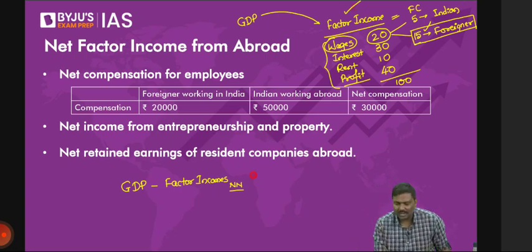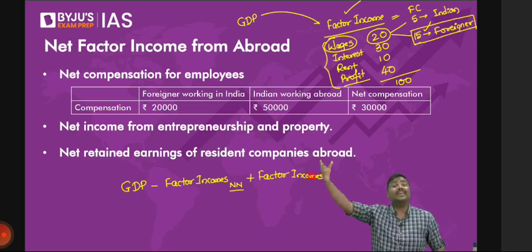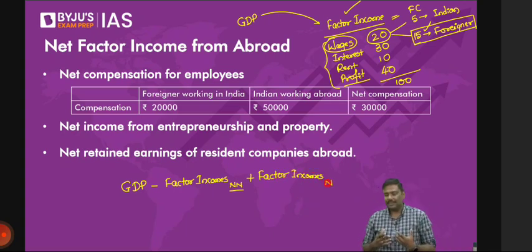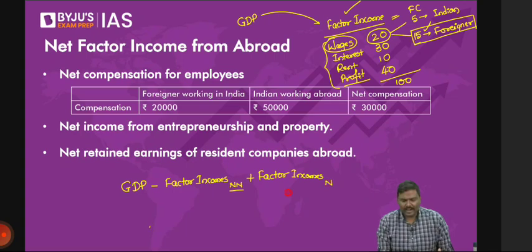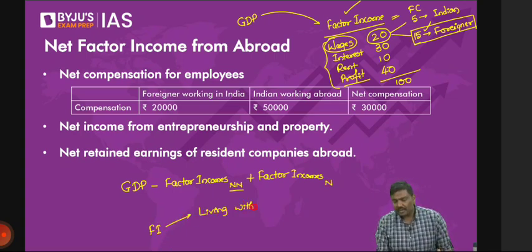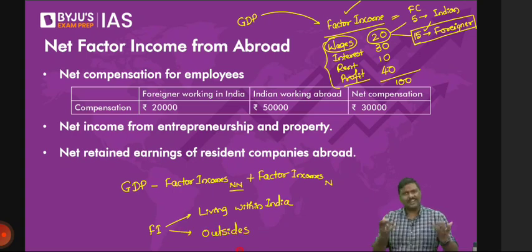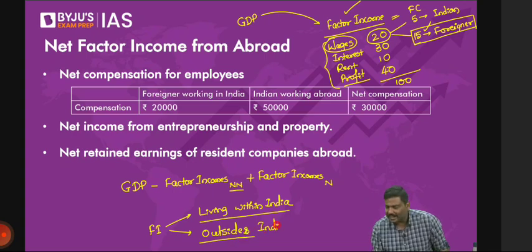So what will I do? I will add factor incomes which are generated outside India by the nationals. Simple. Because at the end of the day, what do you require? Factor incomes generated by nationals, living within India and outside India. All of you agree? If I calculate the factor incomes of all the nationals of India, whether they are living within India or outside India, and get the sum total of all of it, that will give me gross national product.